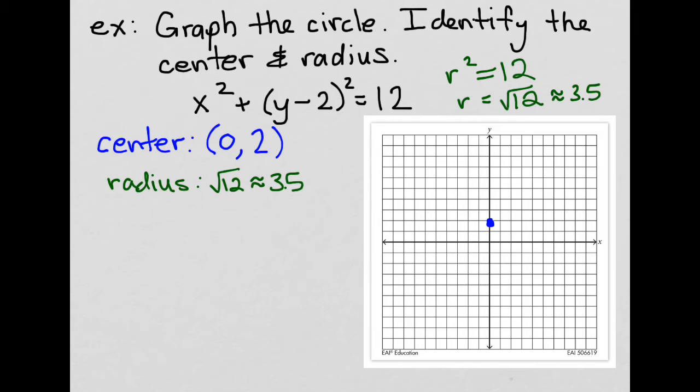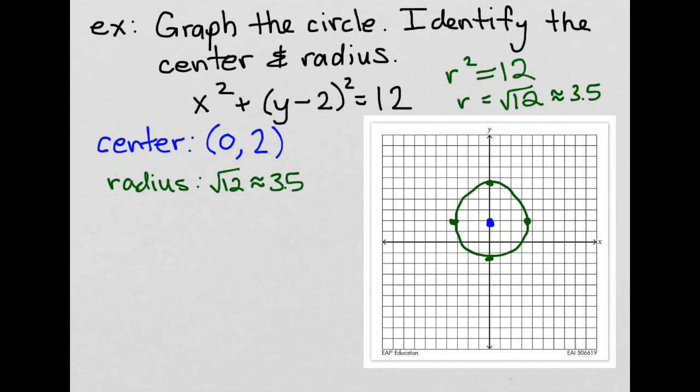Now to graph that, we're going to count 3.5 units away from our center in all four directions. So we're going to go up 3.5, 1, 2, 3 and a half. Then we do the same in each of the other directions. And then we're going to go ahead and connect those. And that's our basic graph of the circle.